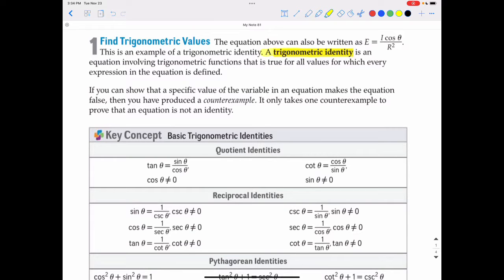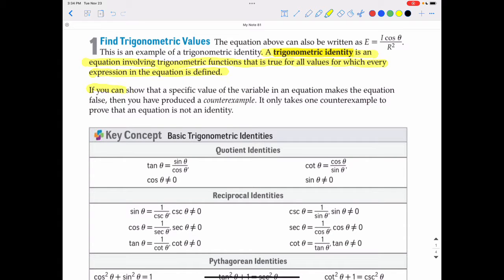A trigonometric identity is an equation involving trigonometric functions that is true for all values for which every expression of the equation is defined. Think of these as ways to help you do trigonometric proofs like you did geometry proofs. These are using trig information in order for you to do proofs.